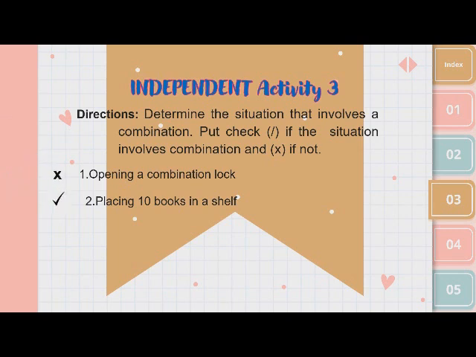Okay, next one, number 3. Finding the diagonals of a polygon. If you will find the diagonal of a polygon, remember that in a diagonal, there must be 2 points. So if you connect the 2 points, for example, point A, point B, or point B, point A, that is considered as one diagonal only. So therefore, order is not important. And that means this is an example of combination. Very good. So it is a check mark.